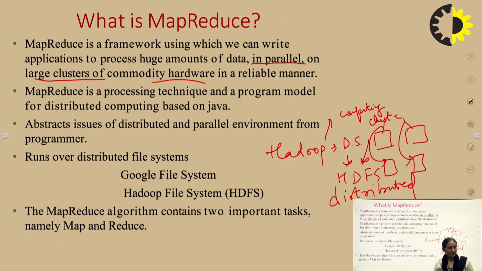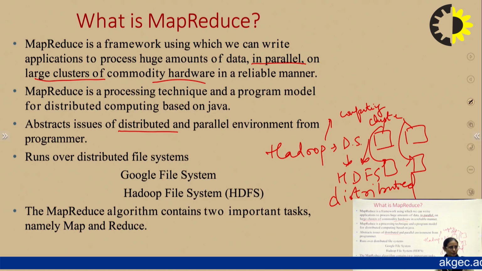So MapReduce provides an environment where the programmer does not need to worry that the application is running on data which is distributed throughout the clusters. Moreover, the programmer does not need to worry about the parallel environment, because in the MapReduce concept we reduce the data and run the application in parallel on different nodes. We will see later on how we achieve this with the help of MapReduce.